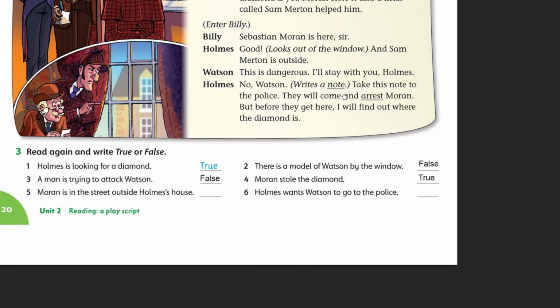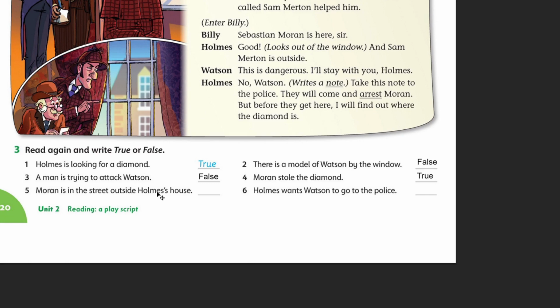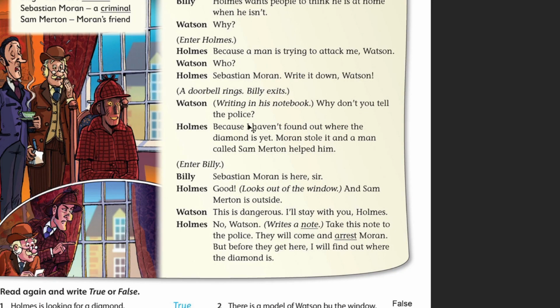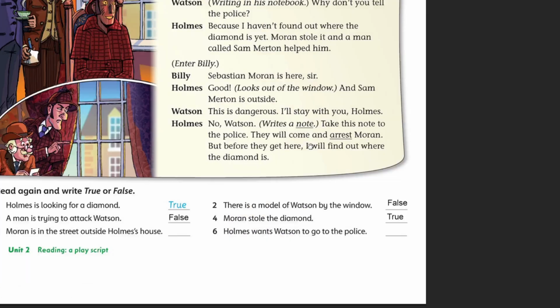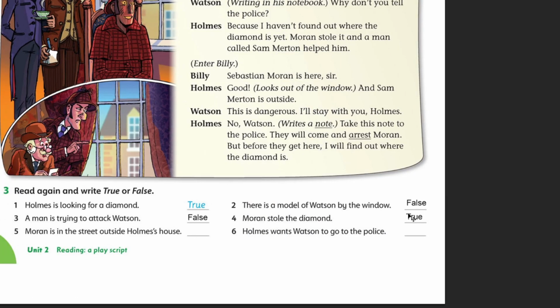Okay, next. Number 5, Moran is in the street outside Holmes' house. Because they haven't found out where the diamond is yet, Moran stole it and a man called Sam Merton helped him. So Billy said, "Sebastian Moran is here, sir." Holmes, good, and he looks outside the window and Sam Merton is outside. Okay, yes, it is true.